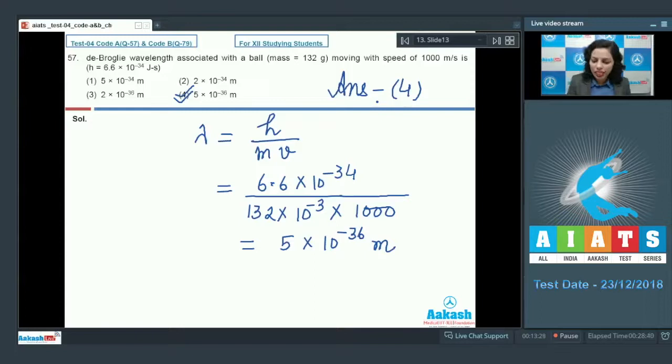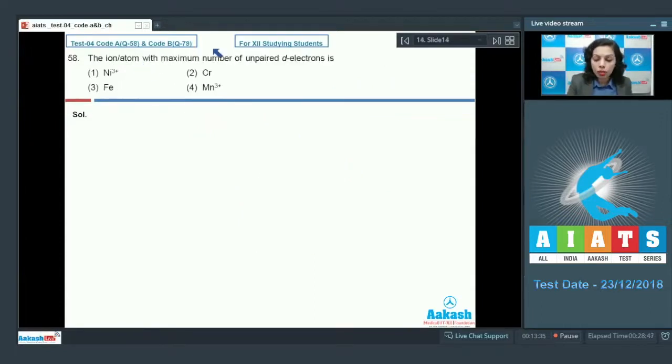Now, it's the turn for question number 58. The ion or the atom with maximum number of unpaired d electrons is... A simple question based on electronic configuration. So here we have Ni3 plus ion. We know that the atomic number of nickel is 28, but we are talking about the species Ni3 plus.